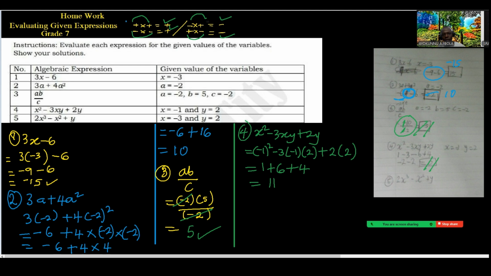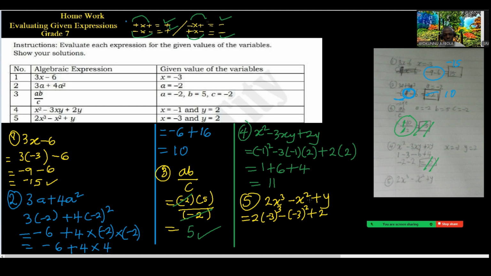So number 5, let's do the last one. Then I'm going to give you another one to try. Now we have 2x cubed minus x squared plus y. So this time around, we've been given other values for x and y. So that is 2 into x. X is now -3. So we have -3 cubed. Then minus x squared again. That is -3 squared. Then plus y.